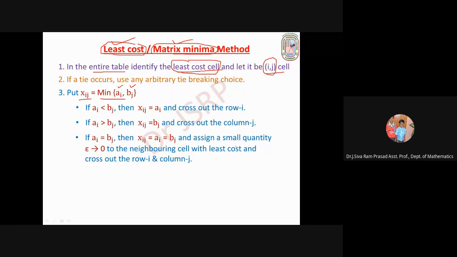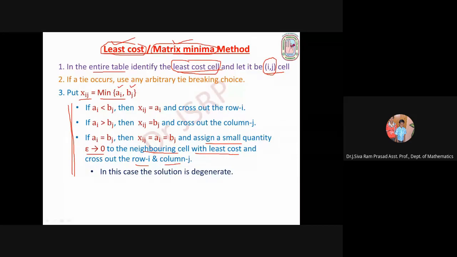So how do we resolve the degeneracy? We assign a small quantity epsilon, which tends to 0, approximately 0, to the neighboring cell with the least cost, and then cross off row i as well as column j. In this case, the solution is degenerate. All these three steps are the same as in Vogel's approximation method. The difference is the starting cell, the starting point.